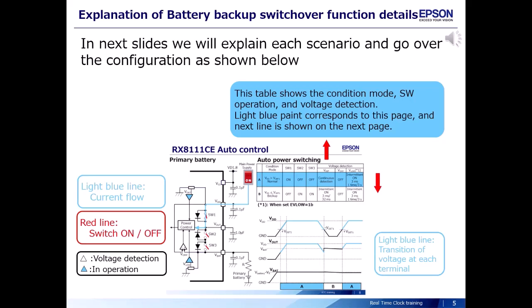The block diagram shows current flow by light blue line, switch on/off by red line, voltage detection by triangle. In case of an operation, it is painted light blue. Timing chart shows transition of voltage at each terminal. Light blue line is transition of voltage of this page.